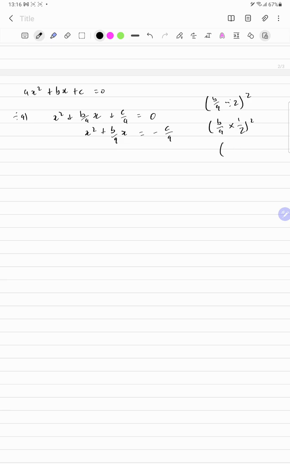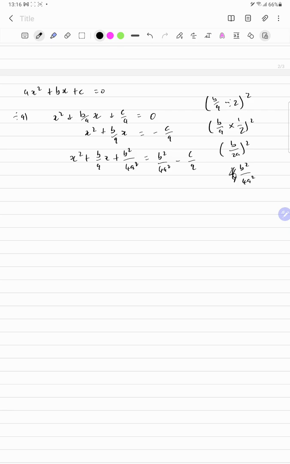So I'm getting b over 2a, and I'm squaring that in order to give me b squared over 4a squared. So that is my answer. That is the area that I'm going to be adding to both sides. Remember that, guys. Stick with me. x squared plus b over a x plus b squared over 4a squared is equal to b squared over 4a squared minus c over a.